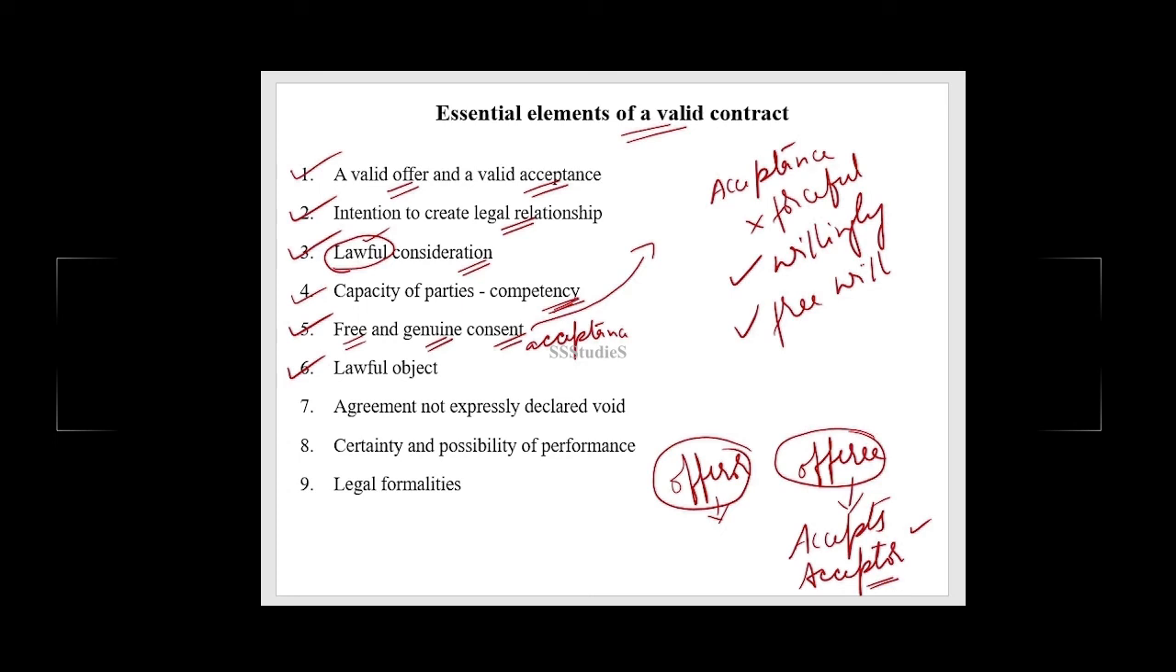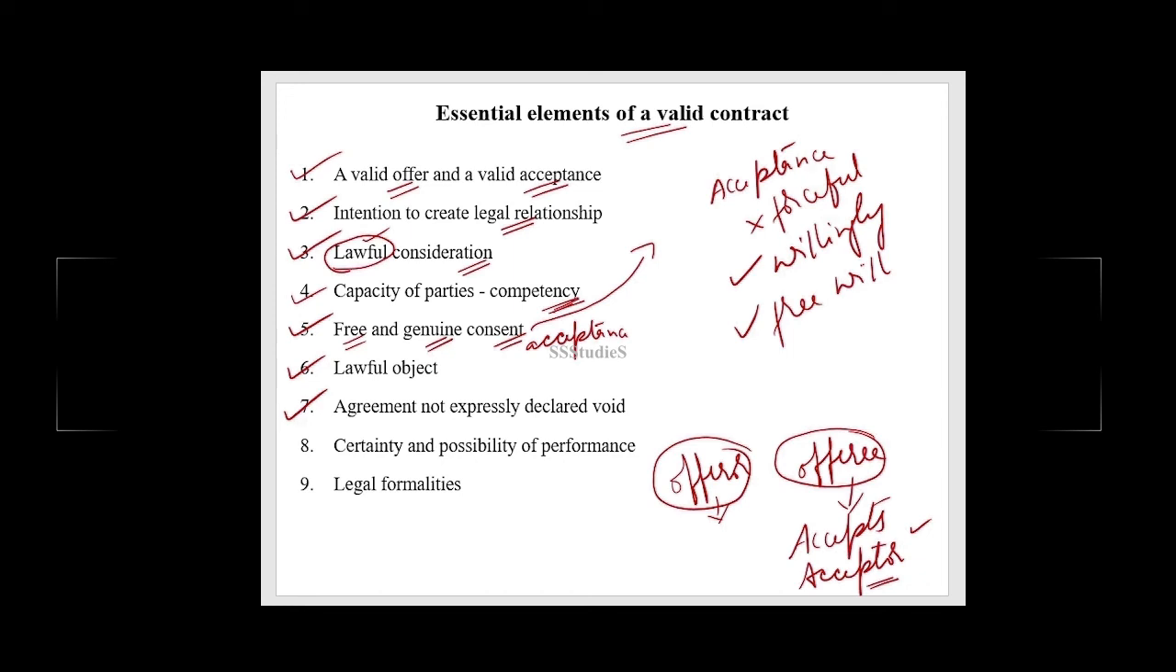Another example of agreements which are opposed to public policy is agreeing to commit a crime. Now, that is also an object behind the contract that is opposed to public policy. It is illegal. As such, it turns out to be a contract which is not valid in the eyes of law. Another essential element of a valid contract is that these agreements should not be expressly declared as void by any of the laws that are in force in the country.